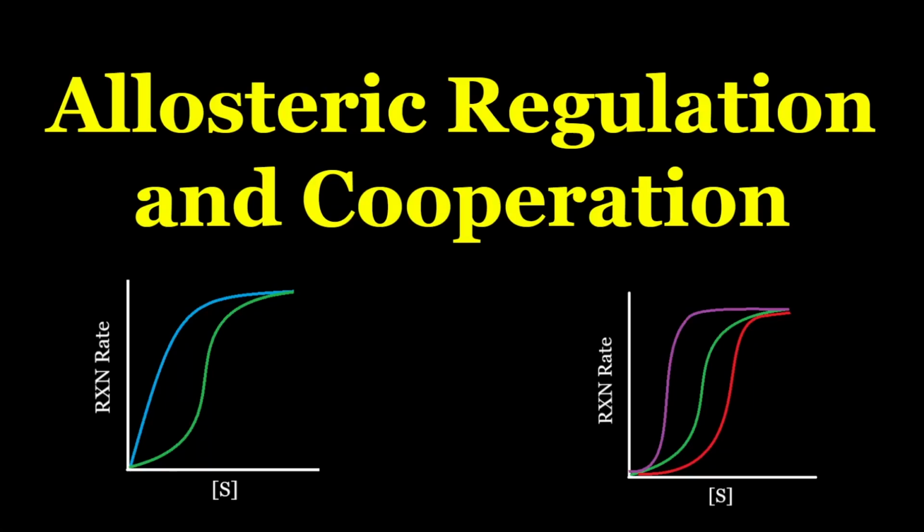Not all enzyme regulation happens at the active site. Many enzymes are controlled through allosteric regulation, where molecules bind somewhere else on the protein to fine-tune its activity. Let's break down what this means and then look at cooperativity as an example.